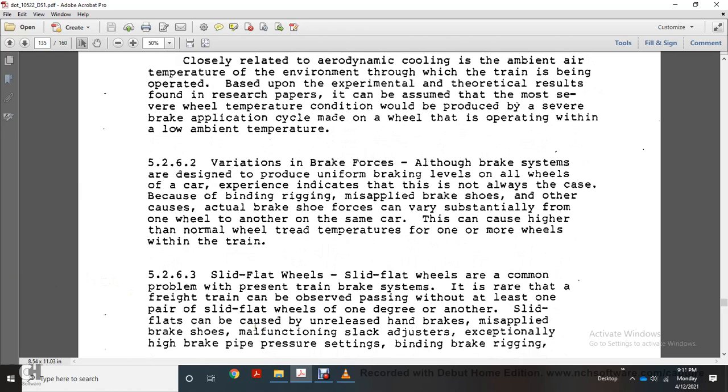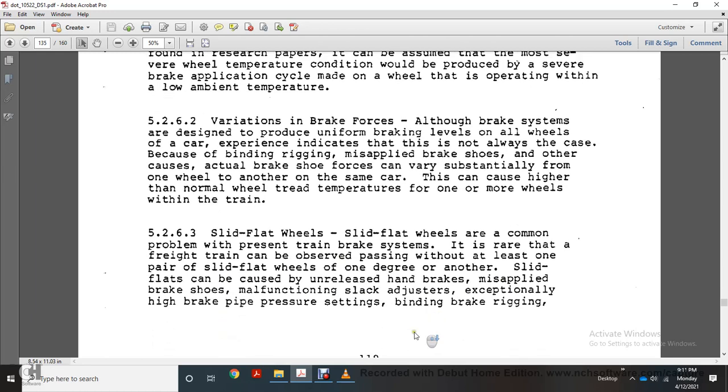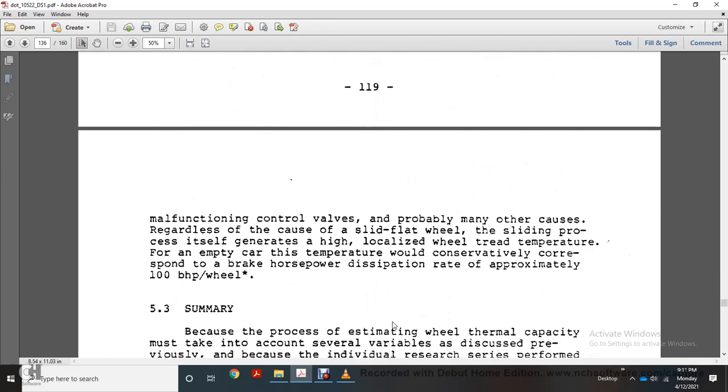Slid flat wheels. Slid flat wheels are a common problem with the present train brake system. It is rare that a freight train can be observed passing without at least a pair with slid flats. Slid flats can be caused by unreleased hand brakes, misapplied brake shoes, brake malfunctions like adjuster problems, high brake pressure settings, binding brake rigging, a malfunctioning control valve, and probably many other causes.